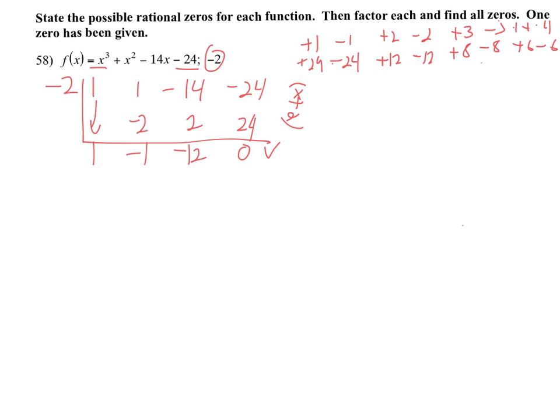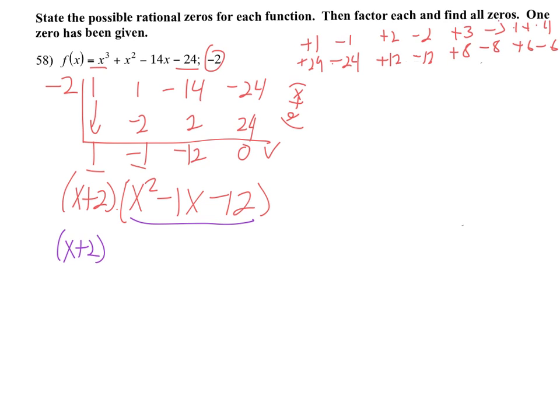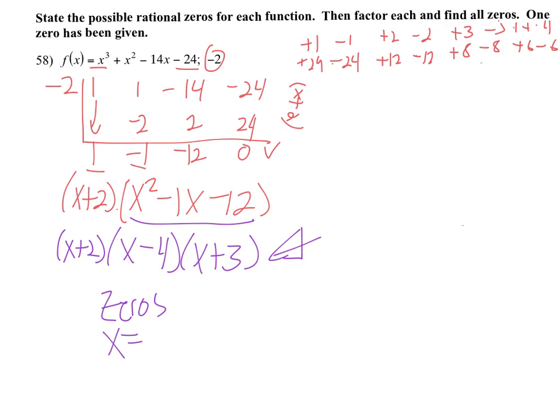It certainly does work. That means that we're looking at x plus 2, that's what we divided by, and x squared minus 1x minus 12. This guy factors, so that's x plus 2 out front, and this would factor into x minus 4 and x plus 3. That's my final factored form. Zeros are going to be at x equals negative 2, x equals 4, and x equals negative 3.